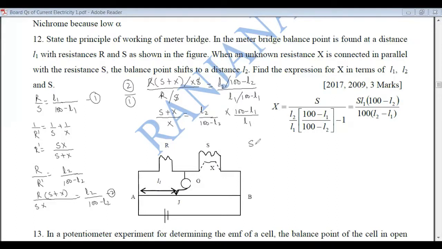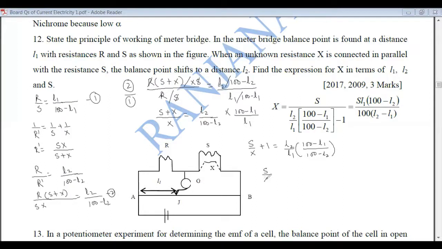That is, S upon X plus 1, that is S upon X plus X upon X which is 1, is equal to, we can write it as, L2 upon L1 into 100 minus L1 upon 100 minus L2.